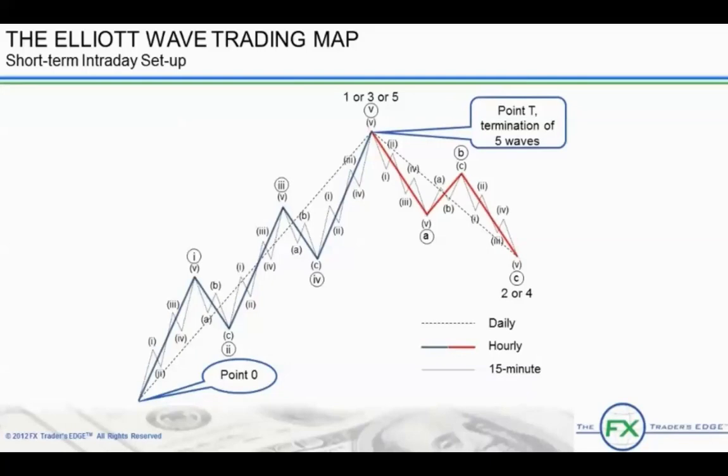Let's have a look at the short-term intraday setup to see the hourly chart subdivided further into the 15-minute chart. Again, the 5-wave sequence is an impulse or motive sequence in the direction of an uptrend. The corrective sequence is a 3-wave zigzag traded against the trend. Notice also point 0 and point T. Point 0 is the starting point for the 5-wave sequence, and point T is the termination point. The estimated time to trade this 8-wave sequence ranges from 1 day to 3 weeks.